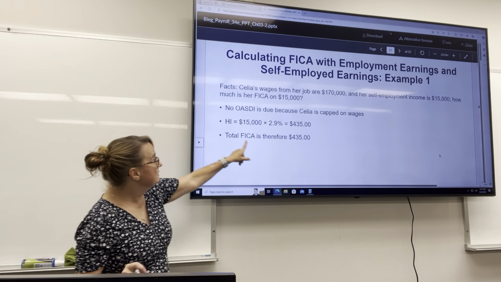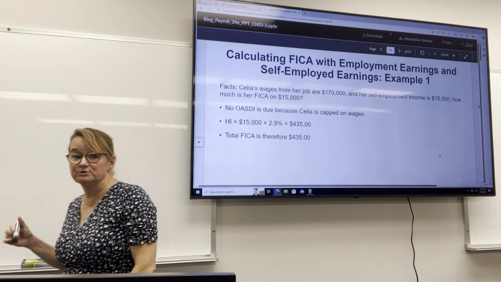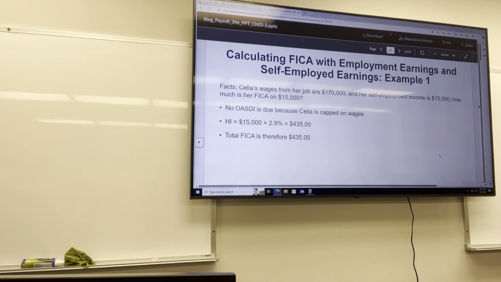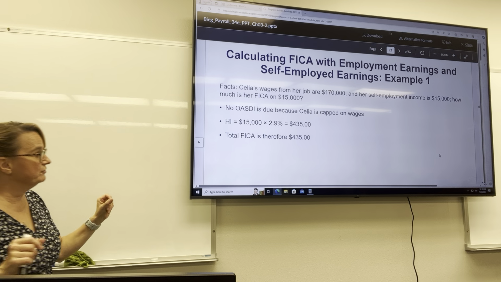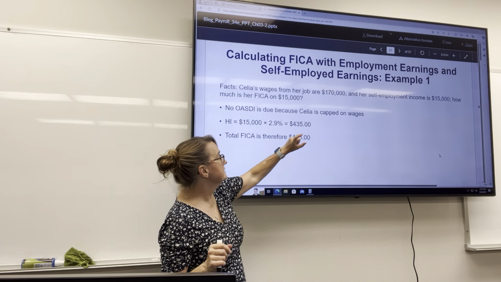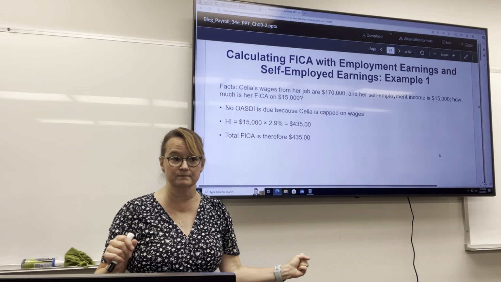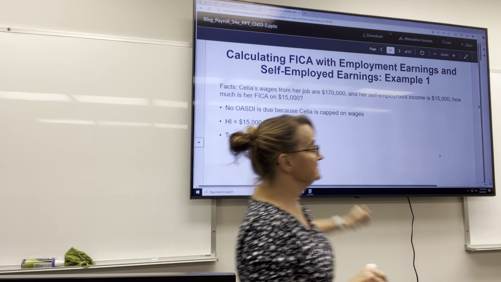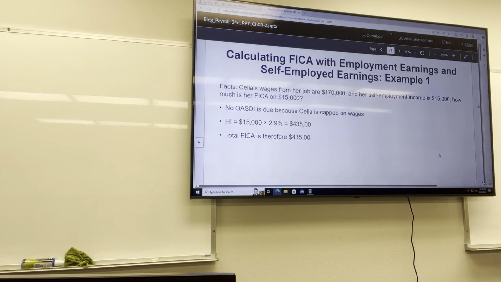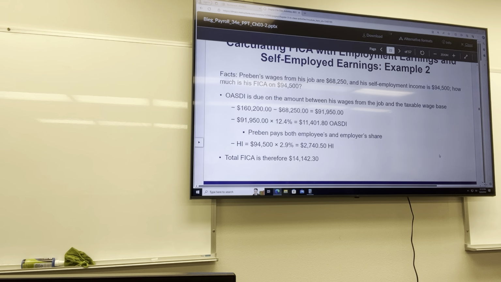So for her, we're just going to take the $15,000 times 2.9%. Remember, she pays both halves of that 1.45%. So her total self-employment tax, or total FICA tax, is $435. Again, that's because all of that $160,200 wage base was absorbed through her W-2 job. Things aren't always quite so easy though.